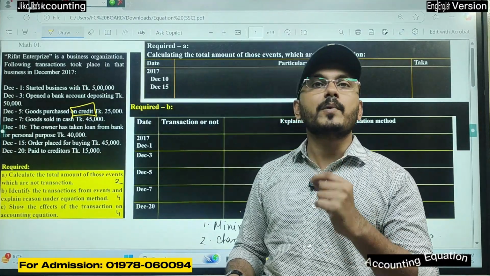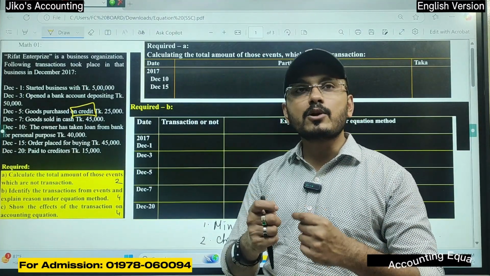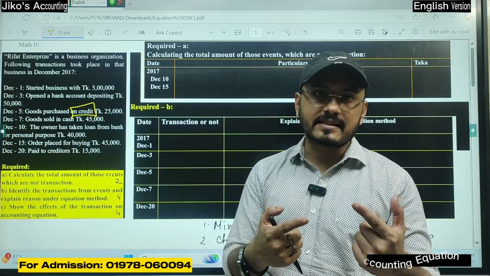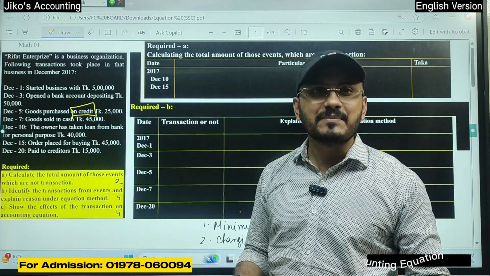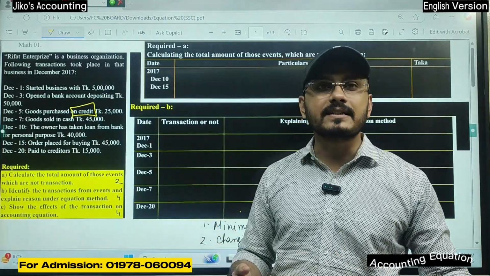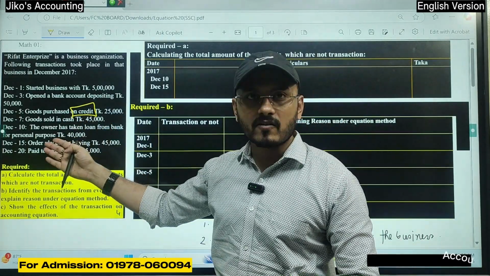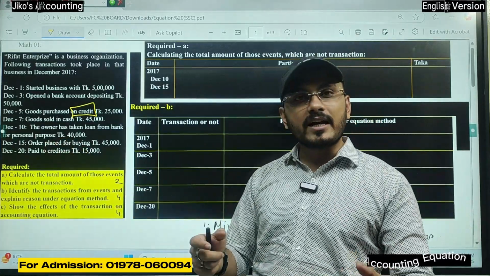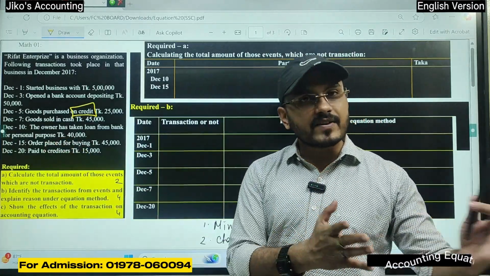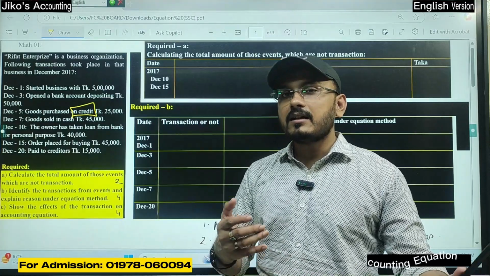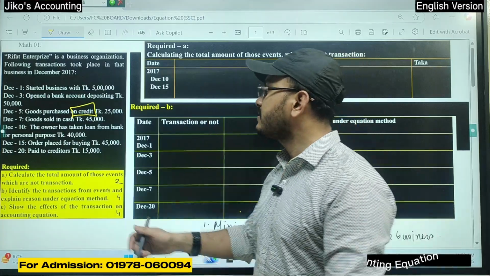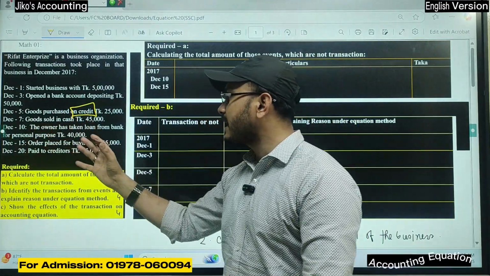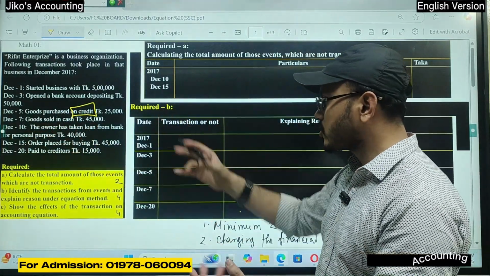Whenever you purchase anything, that should increase the purchases. On credit means obviously you have to pay within 2 or 3 months. It's one kind of indirect obligation, though it's invisible. What is visible here? What you are receiving, the goods, is visible, but you haven't paid anything, and you are bound to pay within a certain period of time. That's why it's a transaction. Goods sold in cash means cash inflow. That's why it's a transaction.